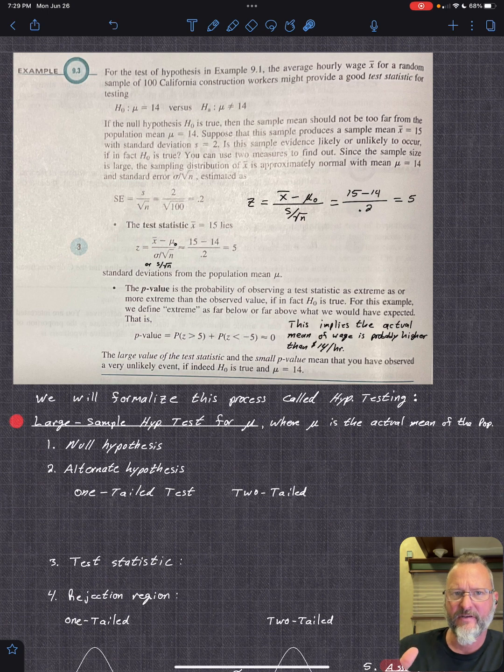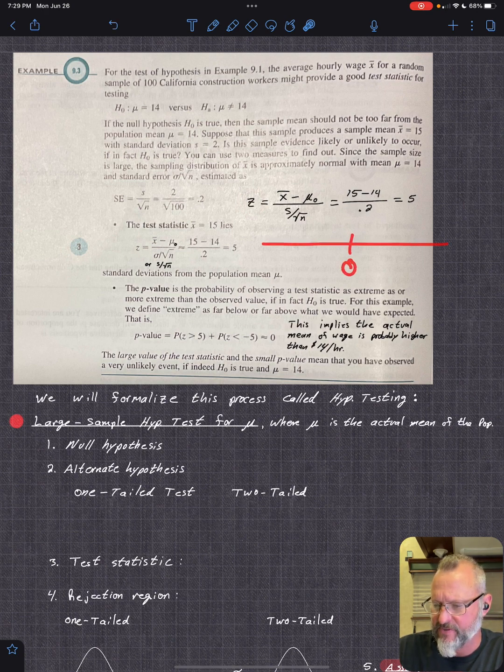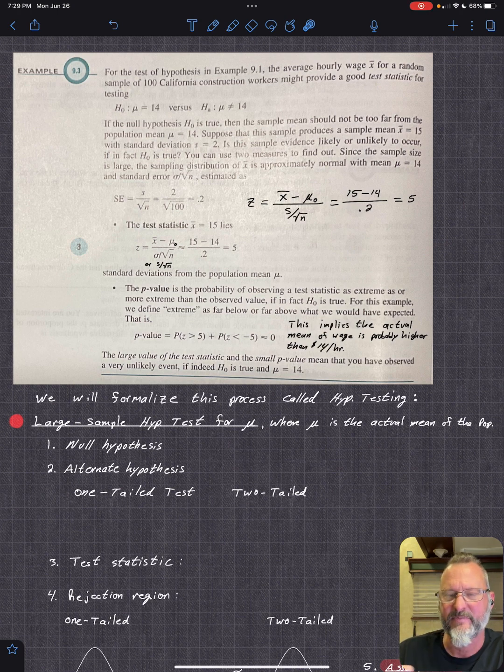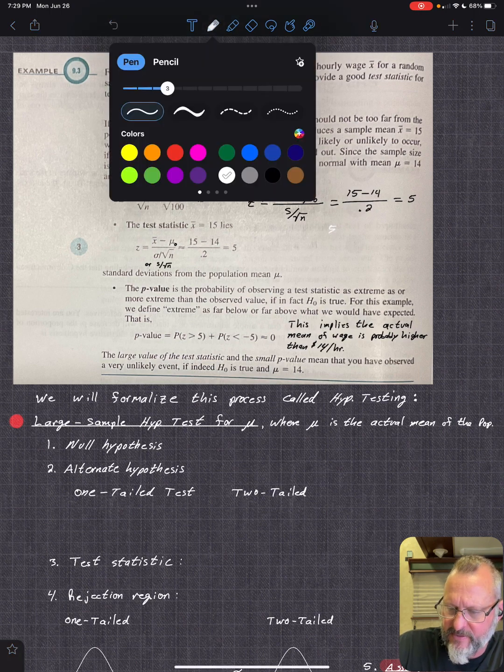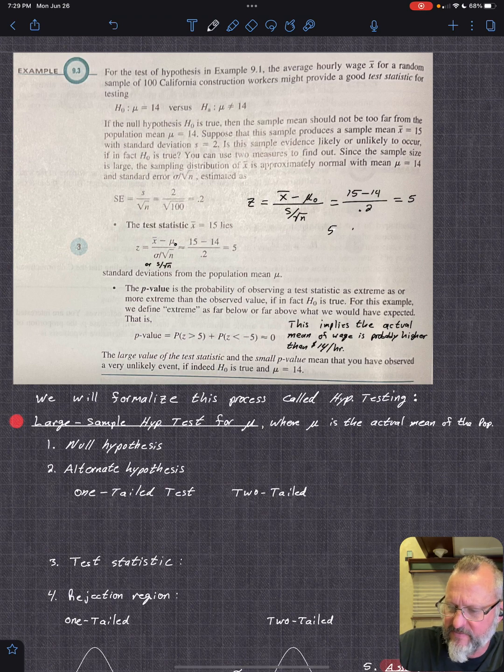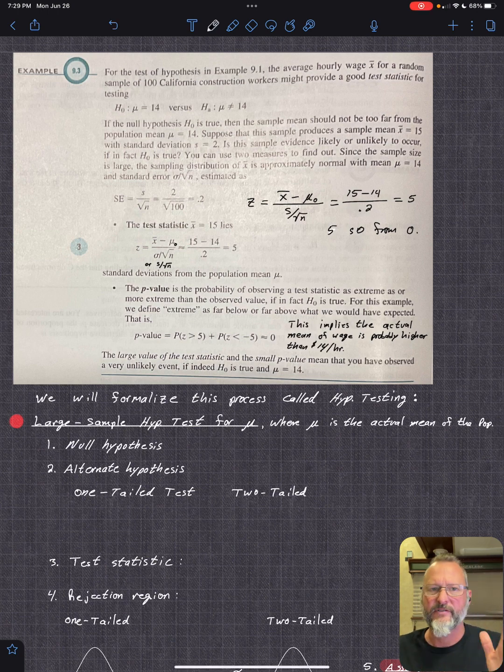Now right there, that should tell you something, because z is the number of standard deviations away from 0. Well, 5 standard deviations from 0 is way out here. So that means it has to be not 14. That's what the test statistic does. Just to be clear, that's 5 standard deviations from 0, because you're centering it on the z-score.